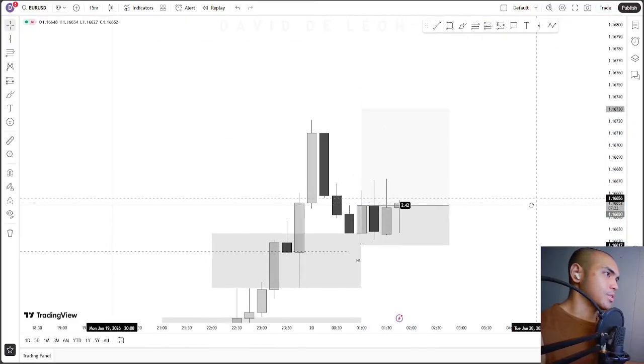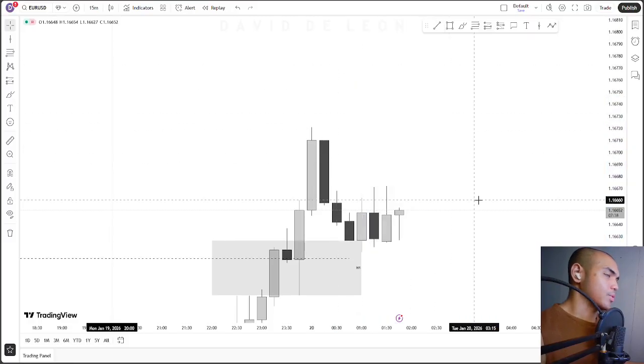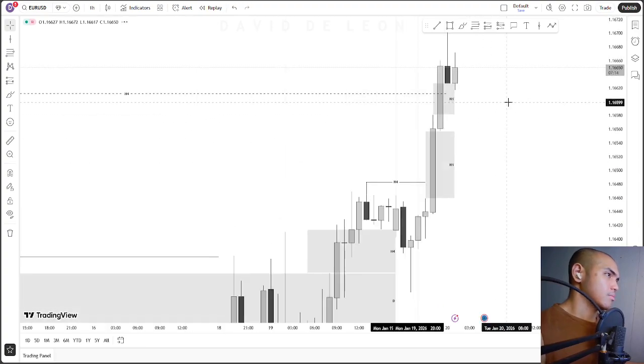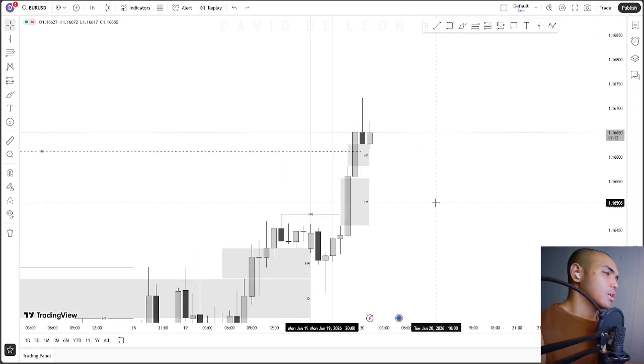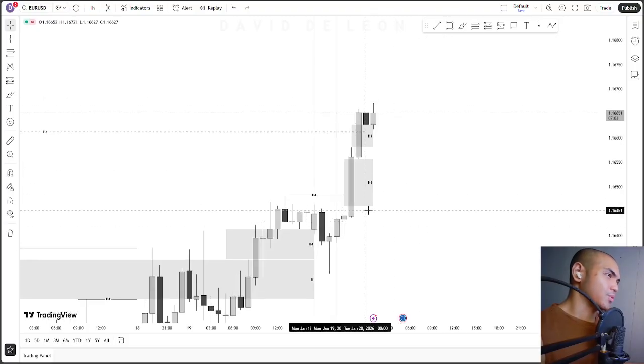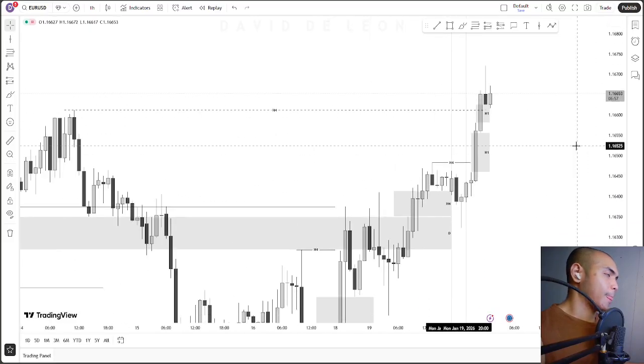off of this M15 swing and target 3RR. I'm not doing this. That could be, but I'm not taking that trade. The move has already done for me. I don't like to chase price when it's already extended out of the range.